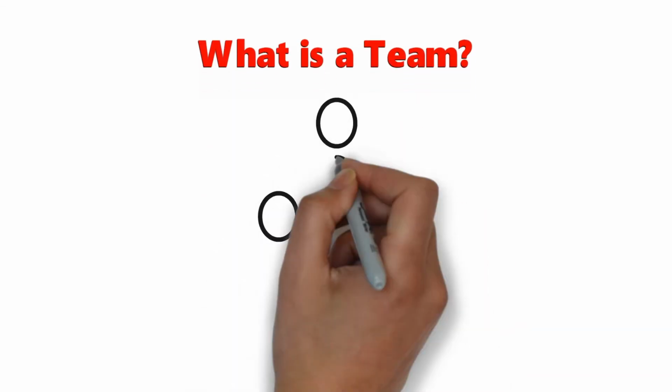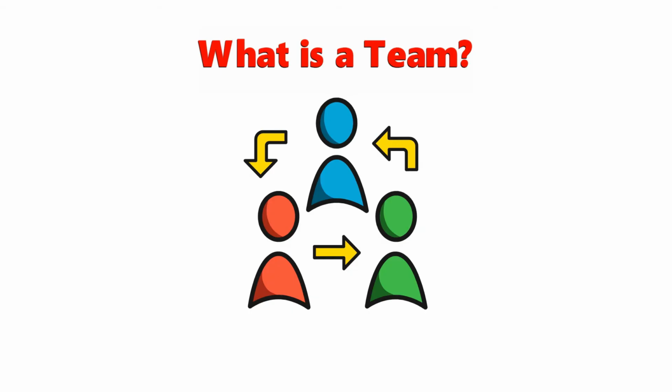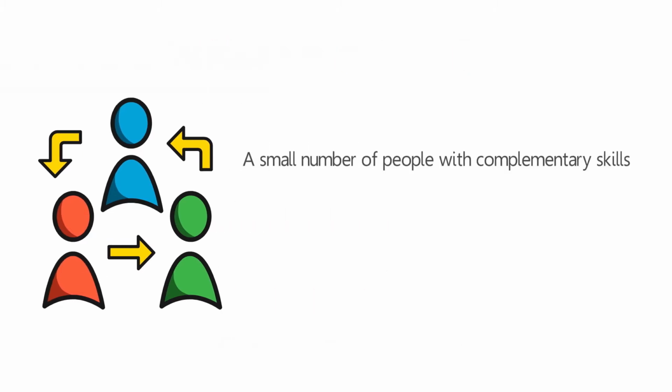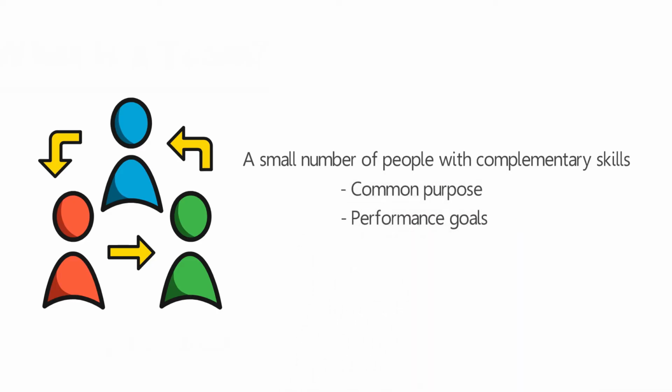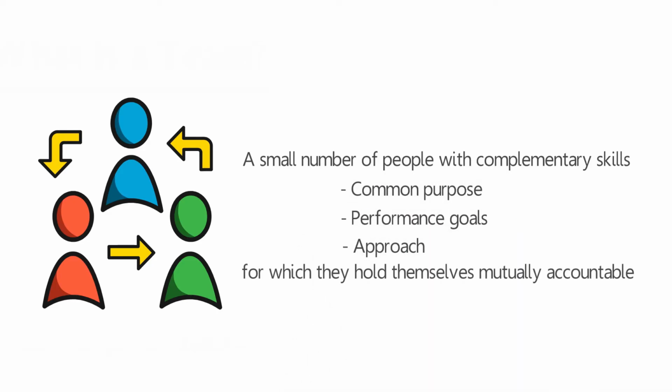What is a team? A team is a collection of people who work intensely with each other to achieve a specific common goal or objective. It can also be explained as a small number of people with complementary skills, who are committed to a common purpose, performance goals, and approach, for which they hold themselves mutually accountable.